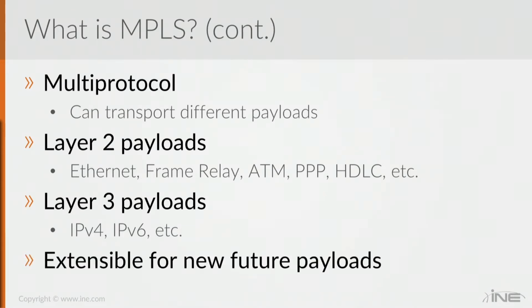Now, beyond this, MPLS is extensible for future payloads. So if there's some new Layer 2 protocol that eventually replaces Ethernet, or an additional Layer 3 payload, IP version 7 or whatever beyond, MPLS is extensible because it is independent of what it is transporting and what it is being transported over.